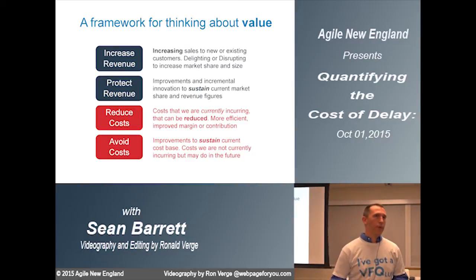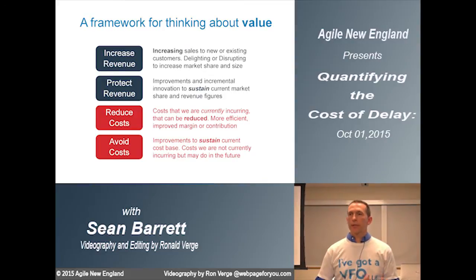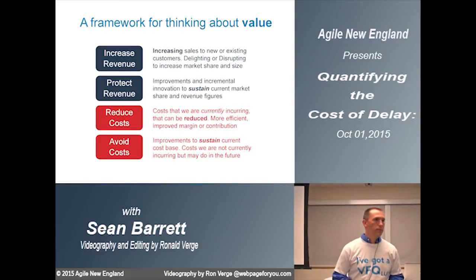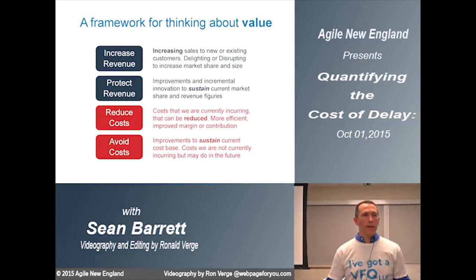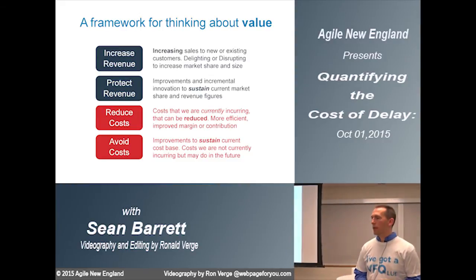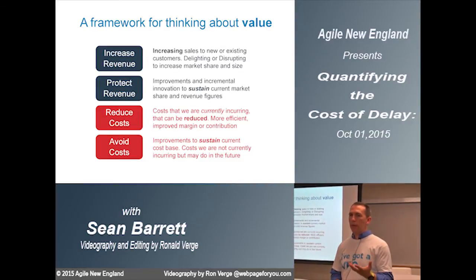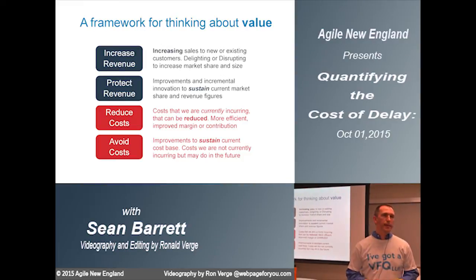So first up, a framework for thinking about value. Very simple, but we don't always articulate these thoughts behind how we think about value. We've got four buckets here: increasing revenue, protecting revenue, reducing costs, and avoiding costs. They're fairly simple. They're on your handouts there if you want to take a closer look at them. Increasing revenue is really the standard kind of thing that we think about. A new product introduction, a new service, something that's going to have a set of value over time. That's a standard increased revenue idea.